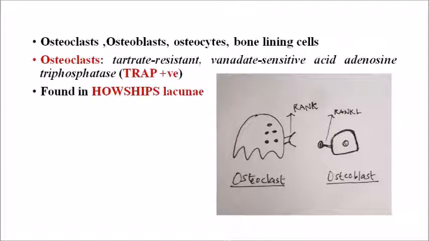So one more question which I have seen is what happens to bone when the RANKL OPG ratio increases or decreases. When the RANKL OPG ratio increases, bone resorption increases. When the RANKL OPG ratio decreases, it leads to bone deposition. Right? I hope you're clear with the presentation.